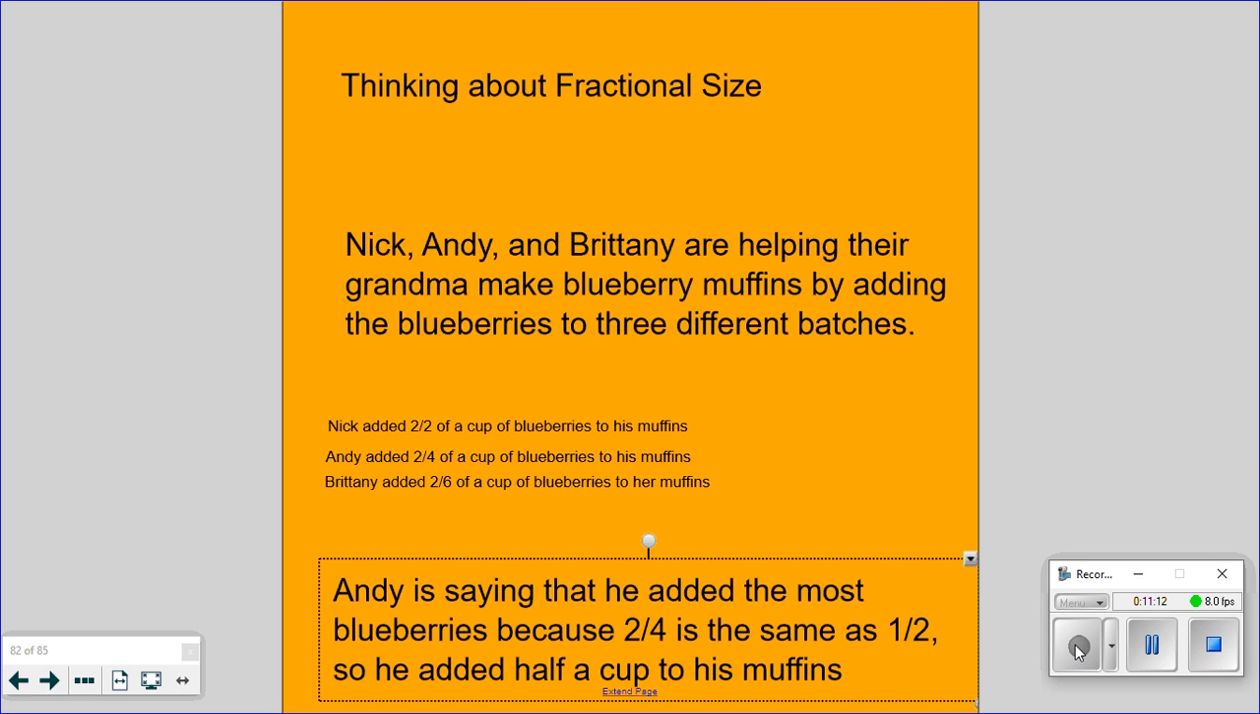Now, Julian brought up a good point. He was like, I'm not quite sure about that last part, but I think Andy has more than Brittany. Think on that for a second. Julian was thinking about that. He said, I think Andy has more blueberries than Brittany. What are your thoughts on that? Brittany has 2/6. Andy has 2/4.